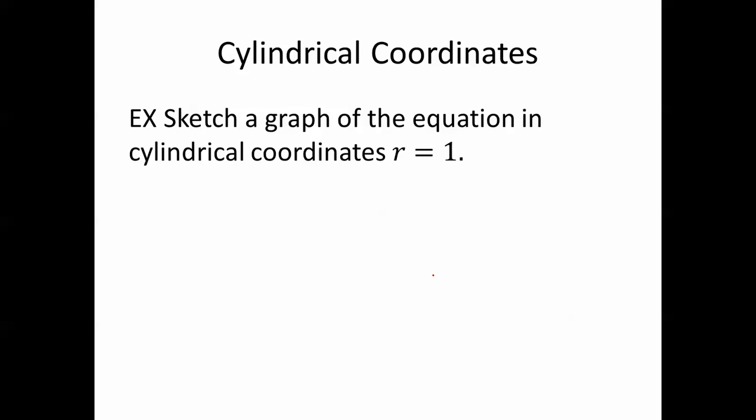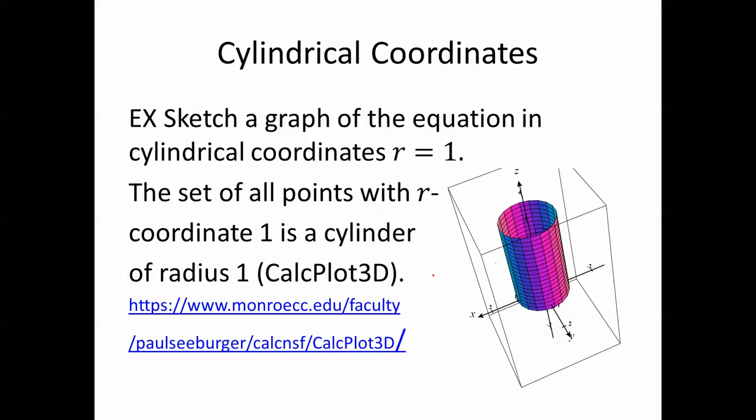Okay, we can sketch graphs that are given in cylindrical coordinates. Sketch a graph of the equation in cylindrical coordinates r equals 1. The set of all points with r coordinate 1 is a cylinder of radius 1. Because if you think about it in 2 dimensions, that's what it would look like in the xy plane, and so z can be anything. So you just end up with a cylinder, courtesy of CalcPlot 3D, this beautiful program. It's available at that website.